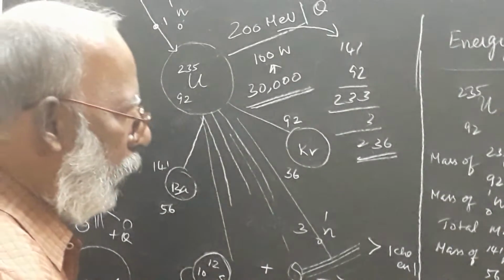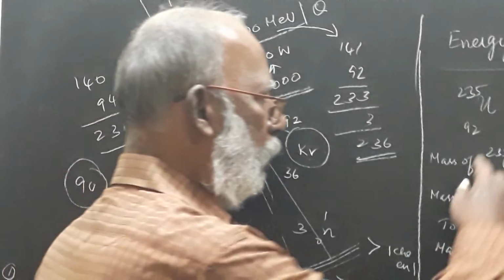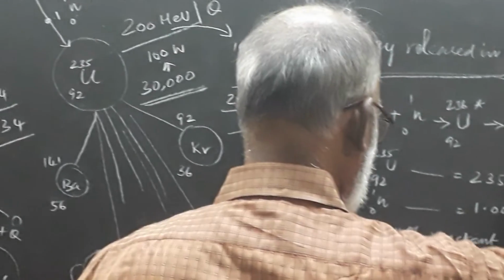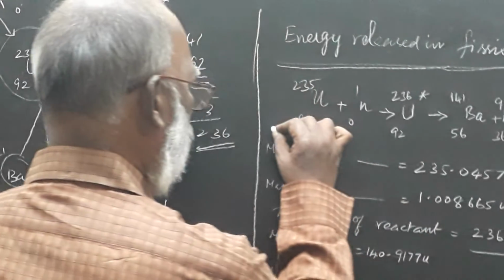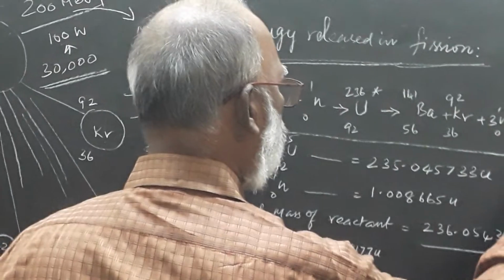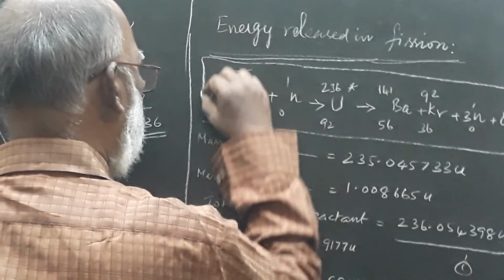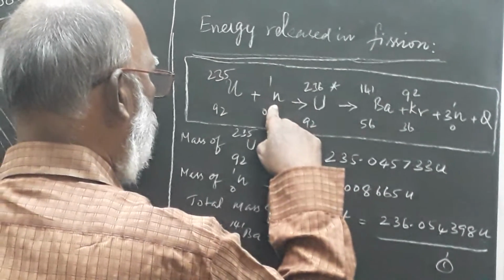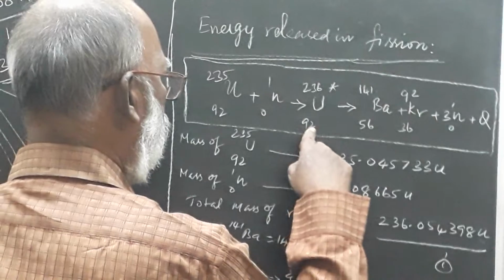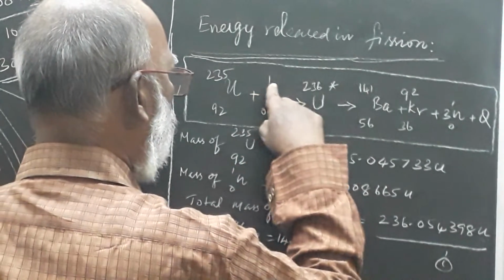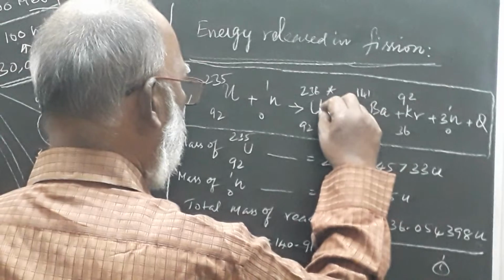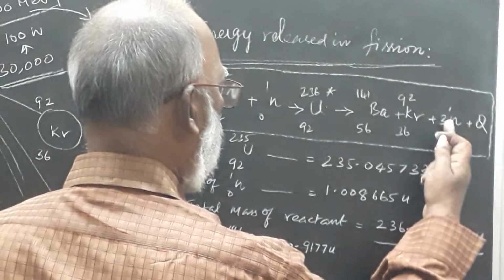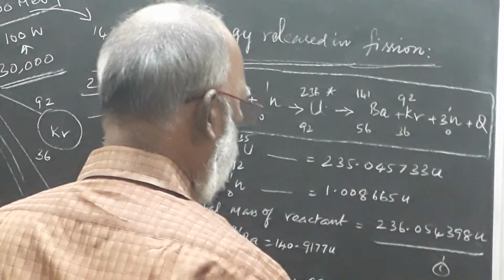Now, the next topic: energy released in the fission process. How can we calculate the energy released in the fission process? This is a famous equation to explain nuclear fission. Uranium 235 bombarded with a neutron, 92, 0, 92. 235 plus 1, 236, that is called an isotope. It is unstable. Then it is converted into barium and krypton plus 3 neutrons plus Q energy.